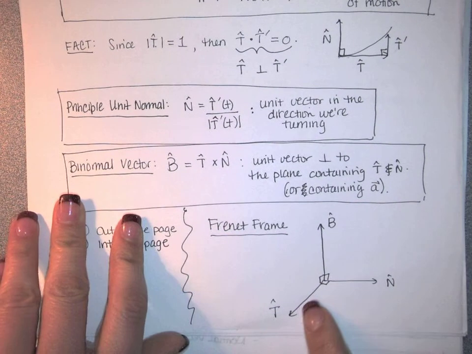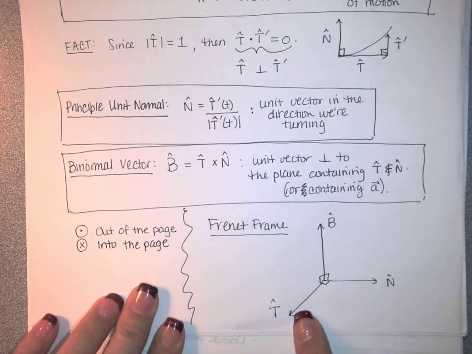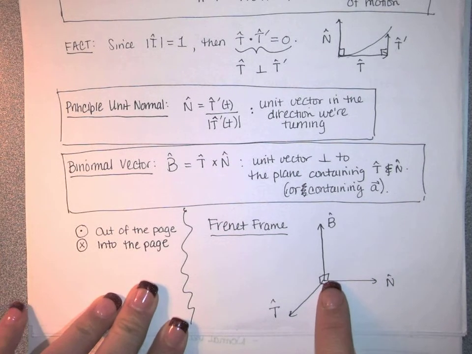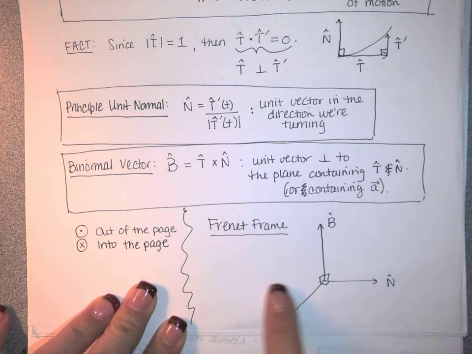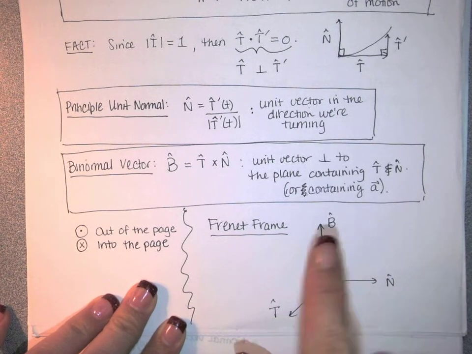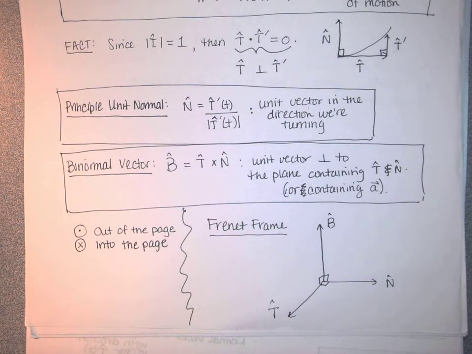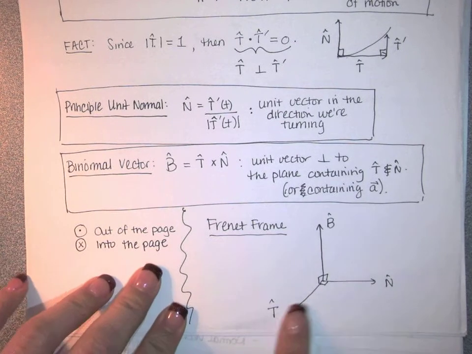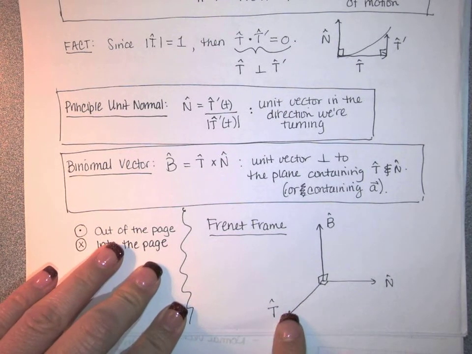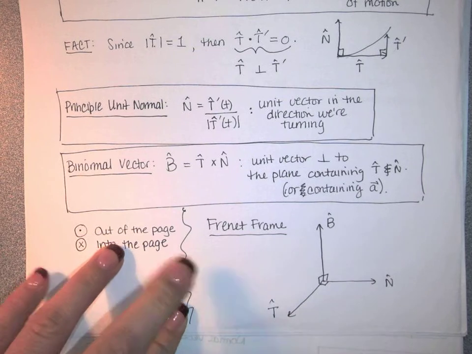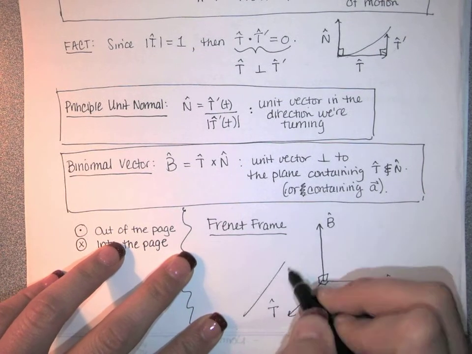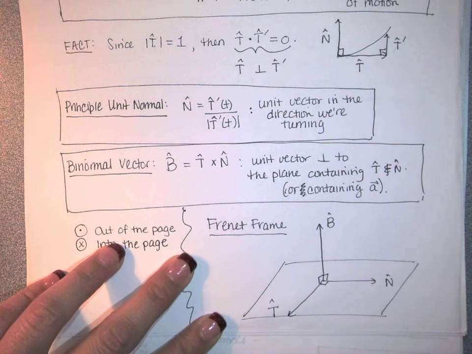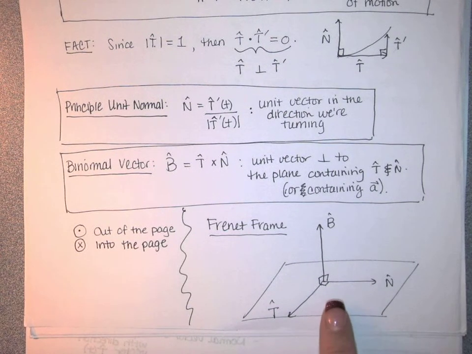T hat points in the direction that the particle is going as it travels along the curve. N hat is always to the particle's left. Now, what if n hat was to the right? That would be fine, but then b hat would be pointing down instead of pointing up. Since we have a right-handed reference frame, n hat, the direction we're turning relative to b hat and t hat, is always going to be to the left. And then b hat is perpendicular to the plane containing these two vectors. So we've got a plane down here, and b hat is perpendicular to that.